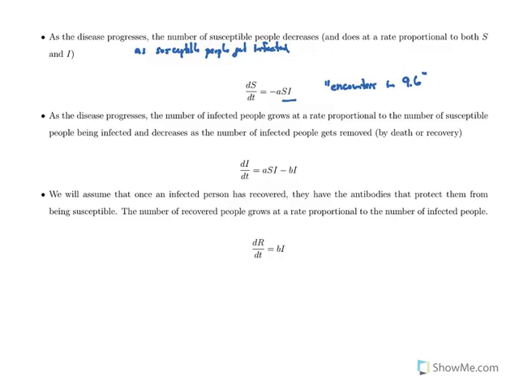We're going to have A just be a constant of proportionality. We're going to talk about what that value actually means at the end of this lecture. All right, so the number of susceptible people is decreasing at a rate proportional to both S and I.